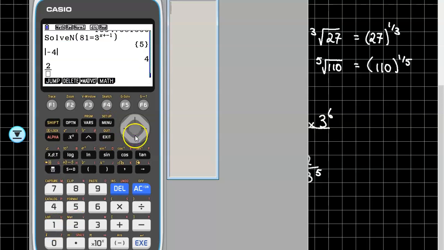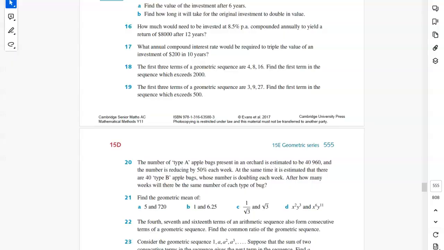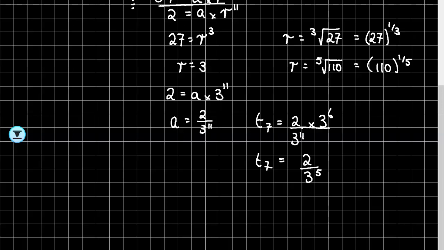So 2 over 3 to the 5. No one's freaked by this? That's just your scientific notation. So probably go to 3 significant figures. So 8.23 times 10 to the minus 3, or 0.00823.